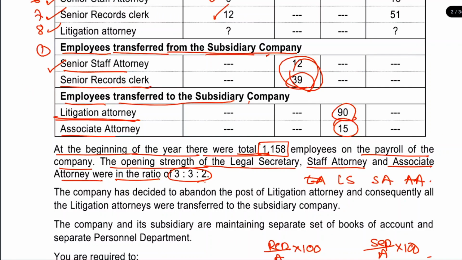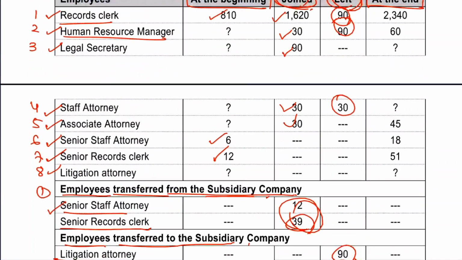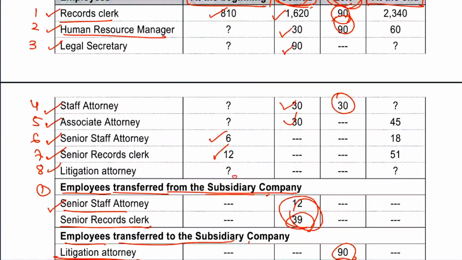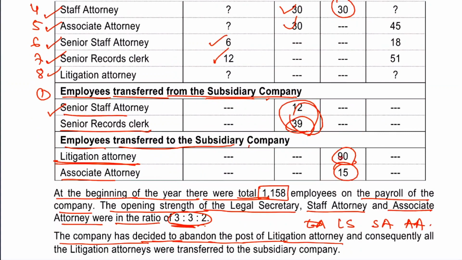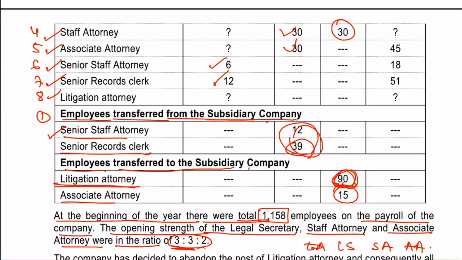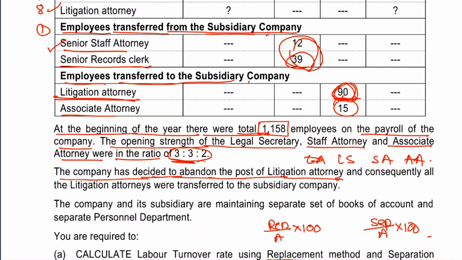Let's read ahead. The company has decided, so there is one ratio that I am gonna use. The company has decided to what? Abandon the post of litigation attorney. You can see litigation attorney, how many employees were there at the beginning? Achha, that is not given. Okay, how many left? 90. So 90 employees left and we are abandoning this post, so we won't be having any post at the end, so there won't be any employee with this designation.